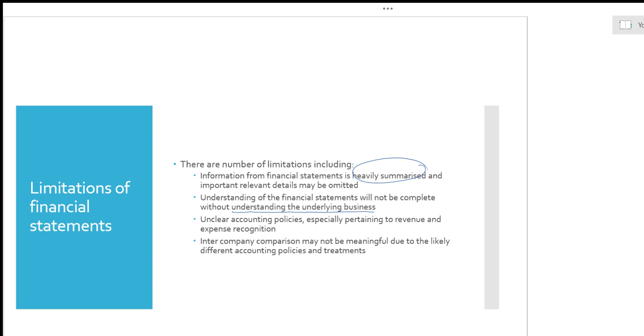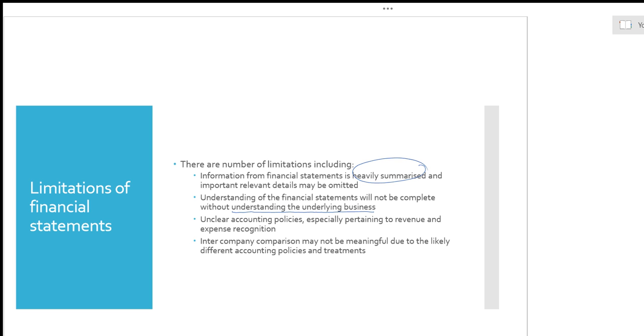And remember, and I repeat, you can't have a good understanding of the business unless you read the financial statements together with your knowledge of what the business is about. Together, then your understanding of how the business is doing is complete.